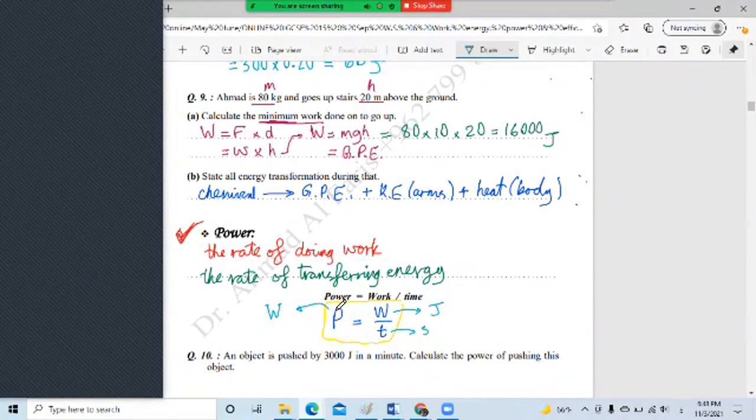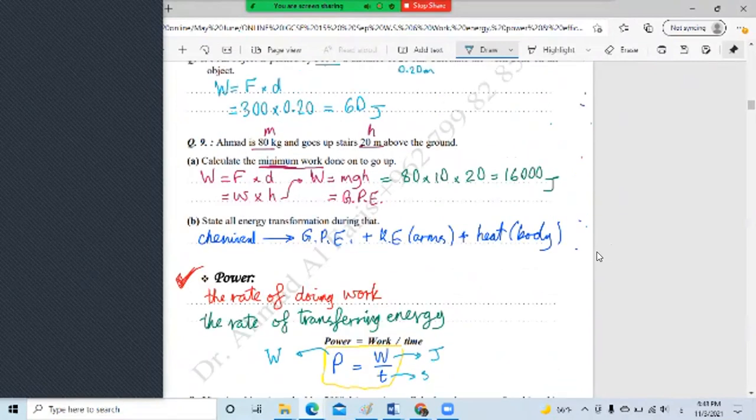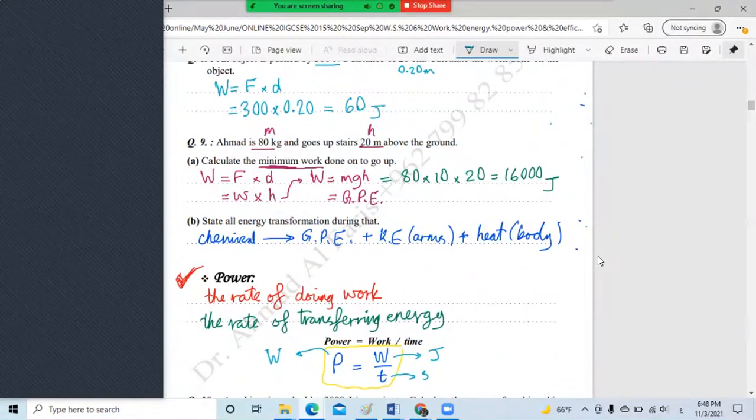Okay, tamam. Take screenshot, no problem. Tamam. Okay.